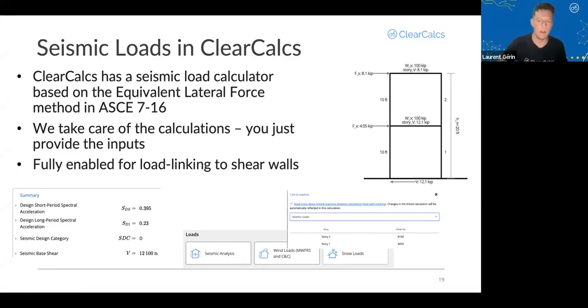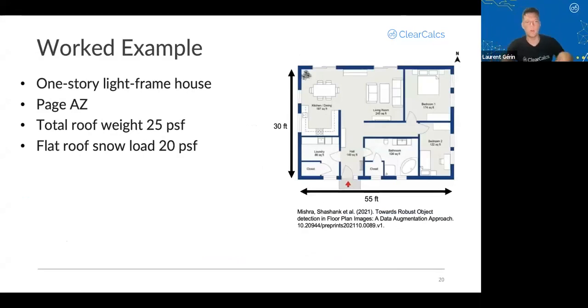So with that, let's take a look at a quick worked example. I'm conscious that we're a little tight on time here, but it's a pretty simple example, and really it's just going to be showing how we can put this all into ClearCalcs. So what we're going to look at is just a one story, light frame wood house. We're going to be located in Page, Arizona. Very beautiful city. I don't know if anybody's from there. Our total roof weight, including the trusses, the roof surface, everything, we're going to say 25 pounds per square foot, and a flat roof snow load of 20 pounds per square foot.